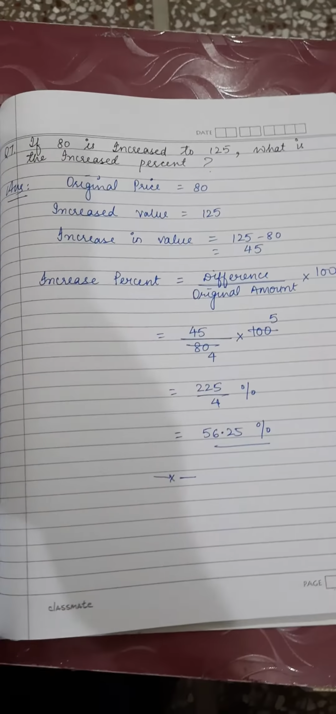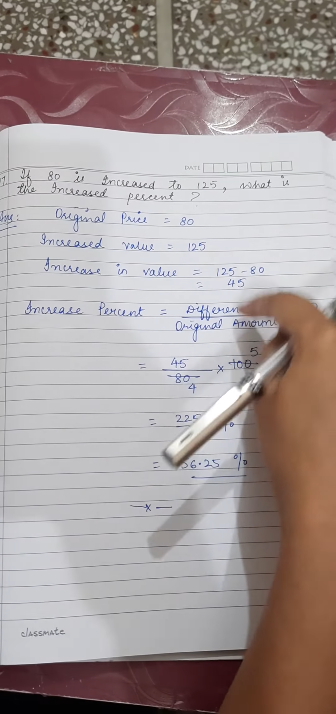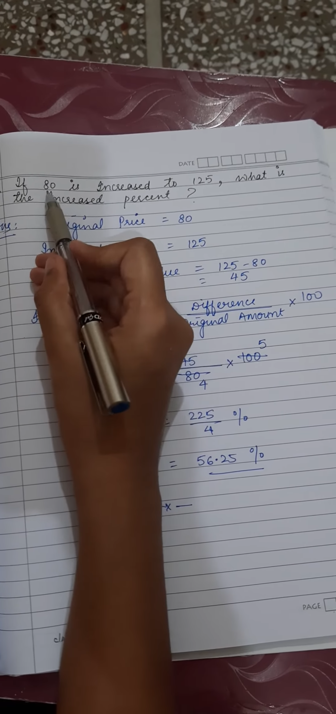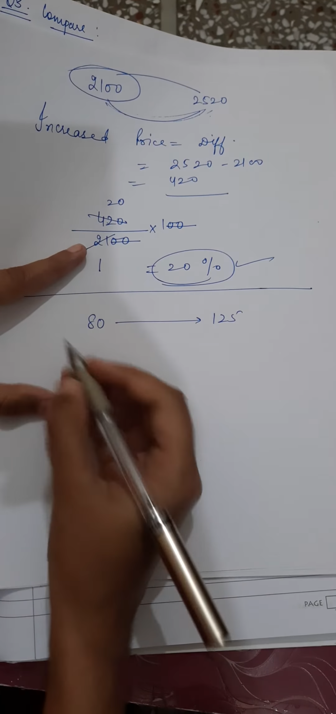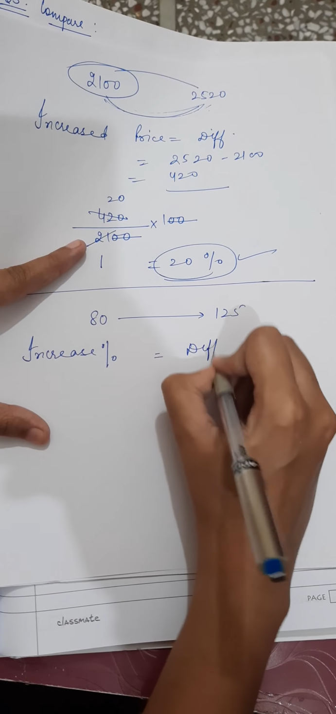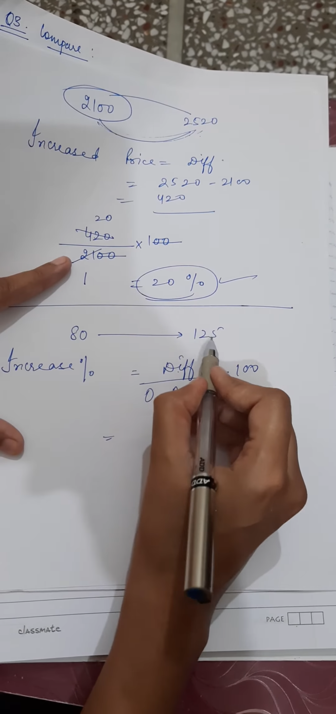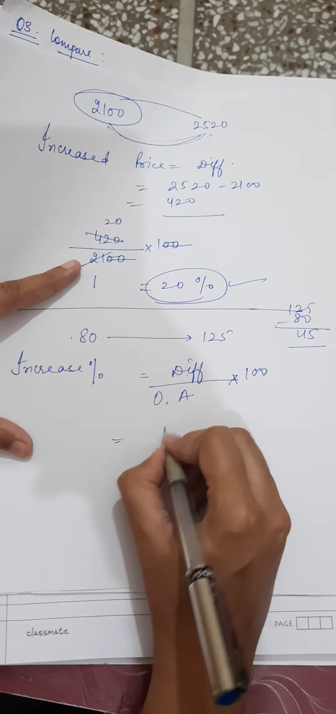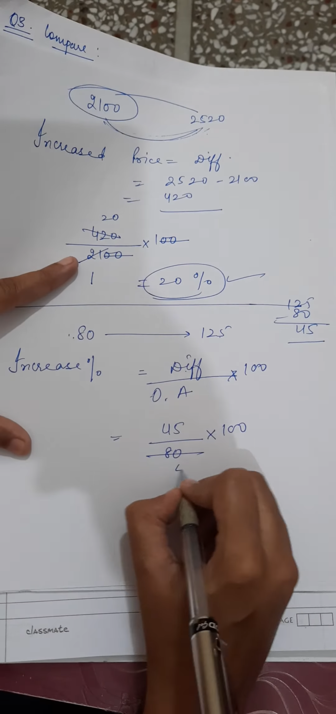Now let's move to question number 7. Again, question number 7 is the same concept. I'm just going to help you understand the concept, and you will do the solution by yourself. Question 7 is: 80 is increased to 125. You have to find the increase percent. To find the increase percent, what is the formula? Difference upon original amount, into 100. Now what is the difference of 125 and 80? 125 minus 80 is how much? 45. So I'm going to write 45 here. What is the original amount? 80. Multiply by 100.